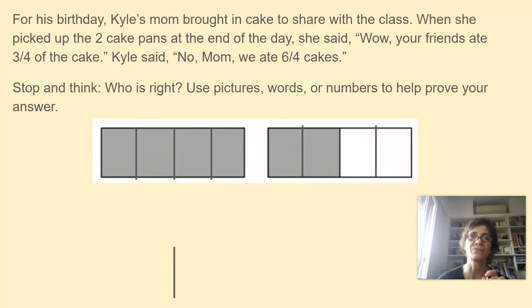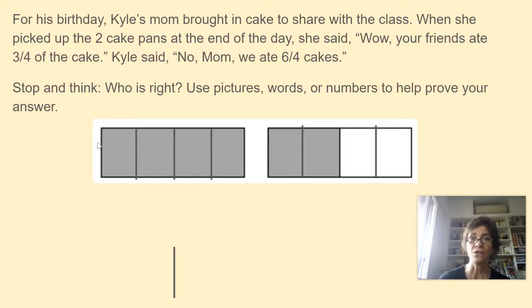Stop and think who is right. So these are the 2 pans of cake, one whole pan and the other whole pan. Mom says your friends ate 3/4 of the cake. Kyle says, "No, Mom, we ate 6/4 of the cake."